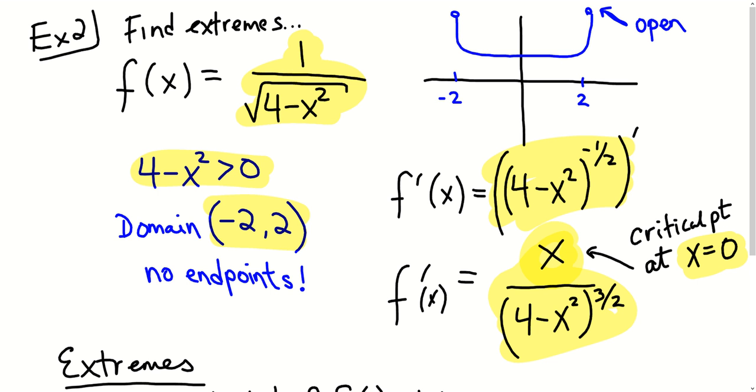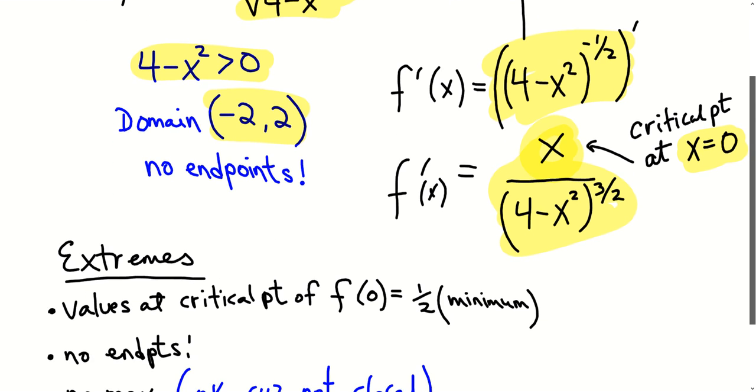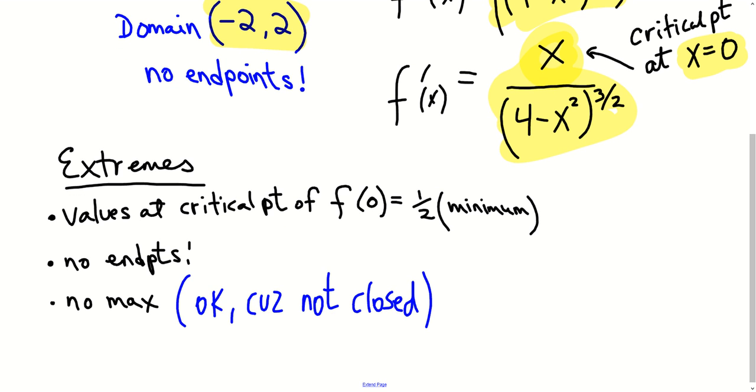So we're good. We found some things. We got our endpoints taken care of. There weren't any endpoints to check, so we put the critical point back into my original function. I put in a 0. I got out a half. That is my minimum.